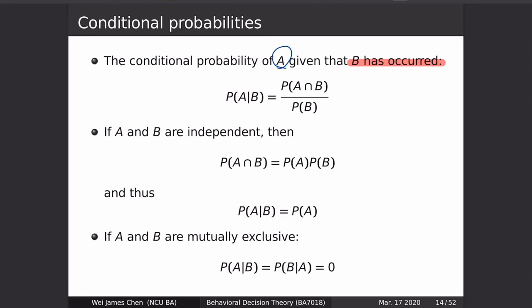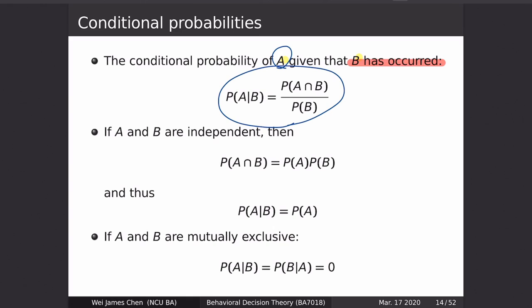So we need to know both probability A and probability B to actually know that, right? If the coronavirus hasn't happened, then we know this chance is very low, but after the coronavirus has happened, this chance could be higher. So the probability of A conditional on B depends on B. And the exact formula is like this.